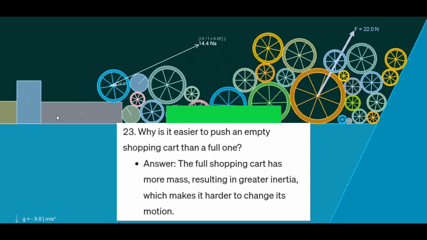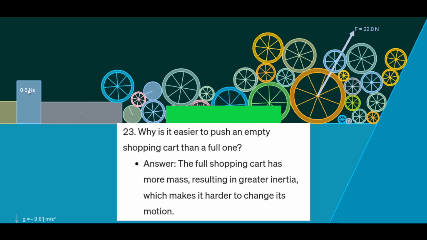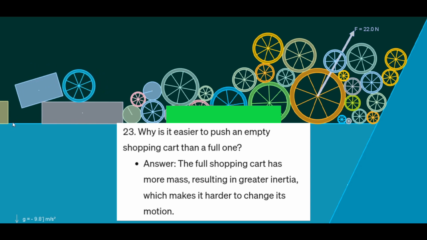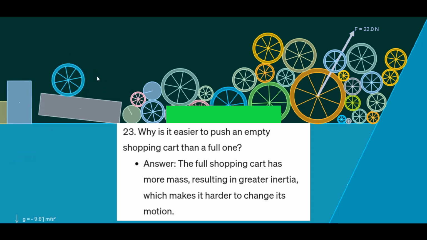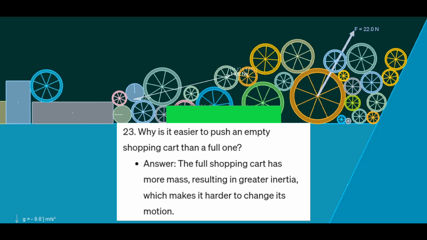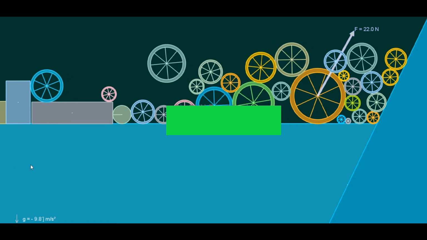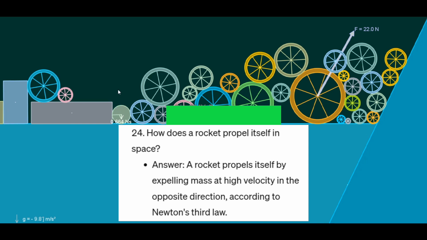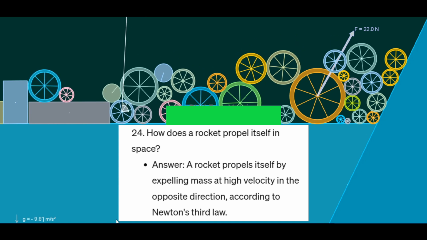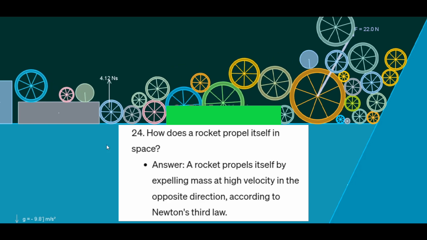Why is it easier to push an empty shopping cart than a full one? Answer: the full shopping cart has more mass, resulting in greater inertia, which makes it harder to change its motion. How does a rocket propel itself in space? Answer: a rocket propels itself by expelling mass at high velocity in the opposite direction, according to Newton's third law.